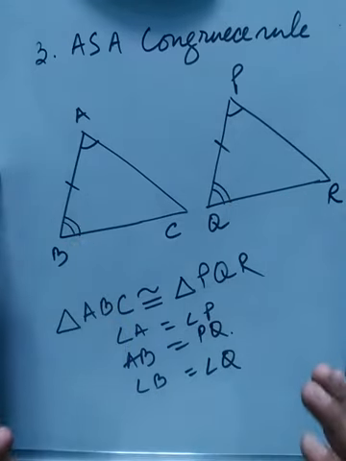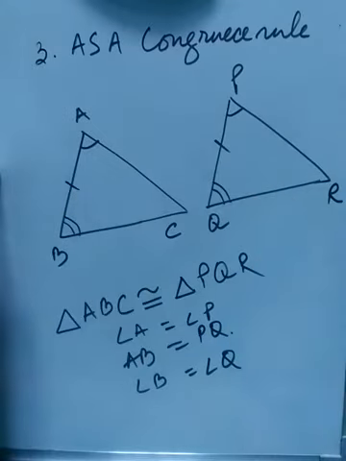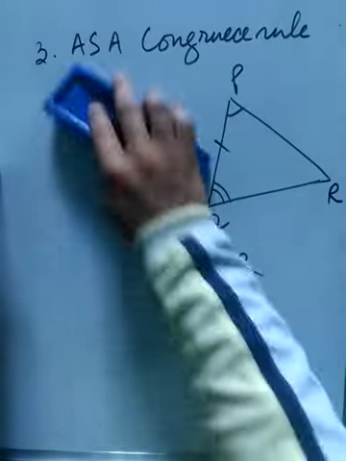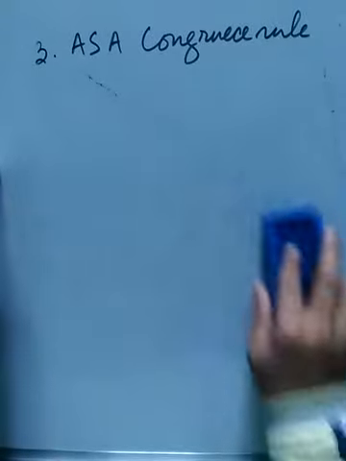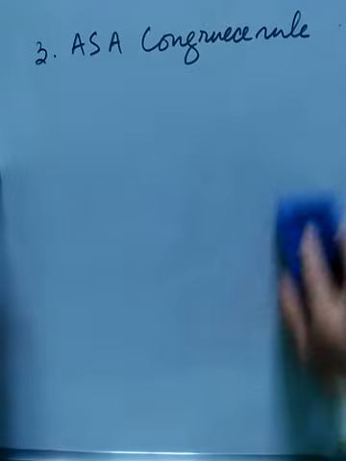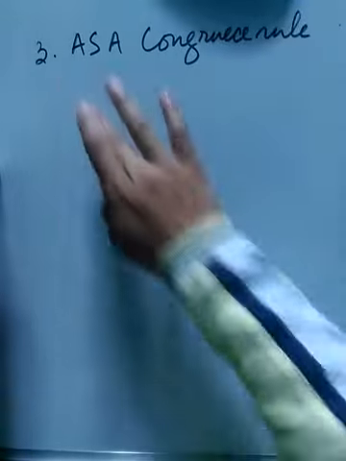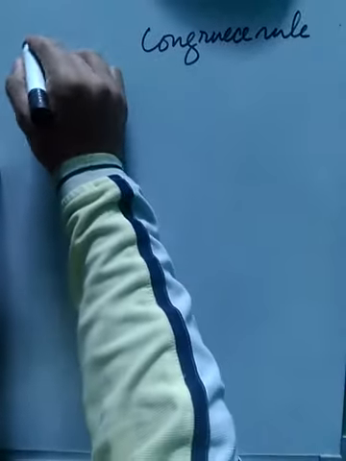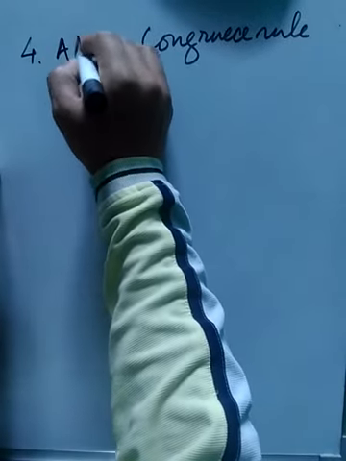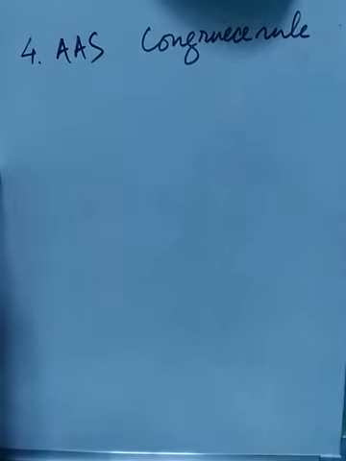So then these two triangles are congruent with what rule? Angle, side, angle congruence rule. Okay, number 4, we have angle, angle, side.